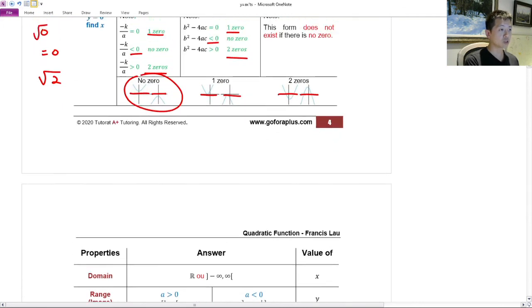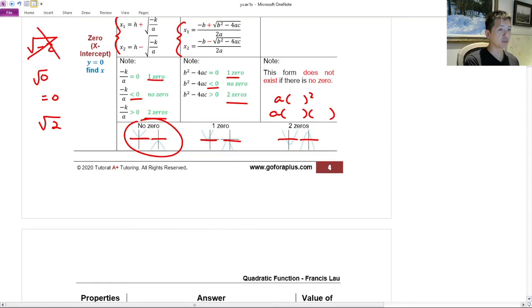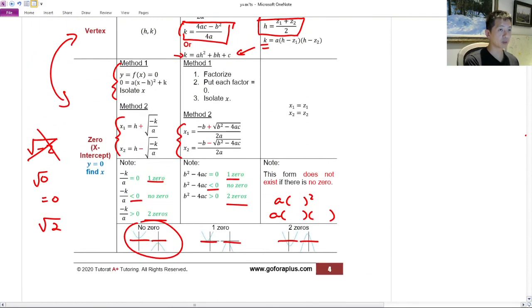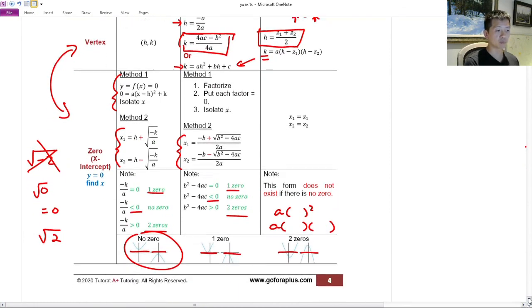So just to let you know, if there's one zero, we'll have a bracket squared. Okay, so it will be the same bracket, so that's why we have one zero. If we have two zeros, we will have two brackets, just like in the factored form, right? So we have two brackets. If we have just one bracket squared, then it's just one zero.